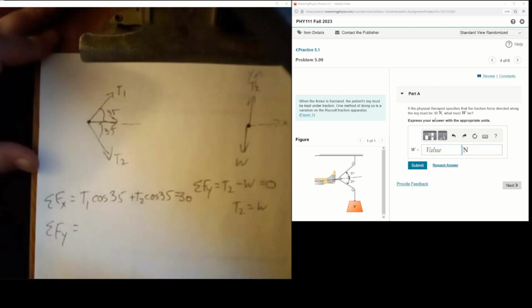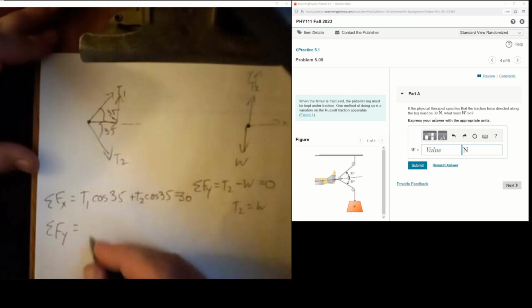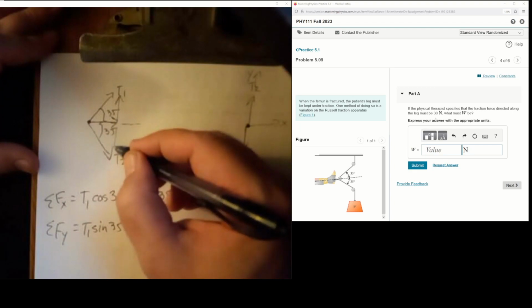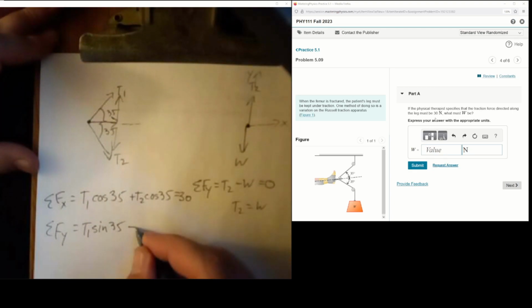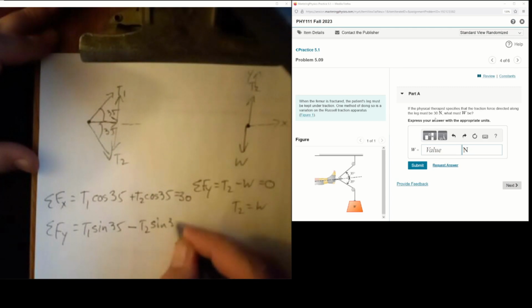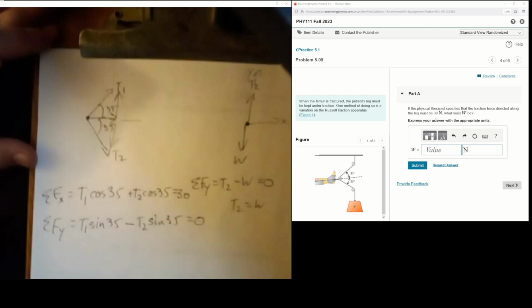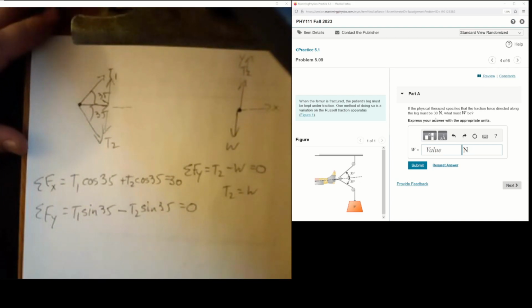And then in the y direction, we got this component going up, the opposite. What's going to get us opposite there is sine. T2 going down in a negative direction. Also the opposite leg. Use sine. Foot's not moving up or down. Acceleration is 0. So the whole equation equals 0.